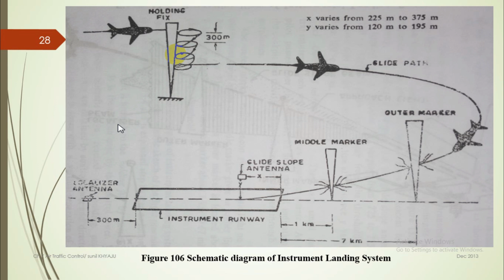Simultaneously, the other aircraft in the stack are instructed to descend to the next lower level and keep moving around. Then the aircraft is picked up by the localizer antenna and glide slope antenna for the safe landing.